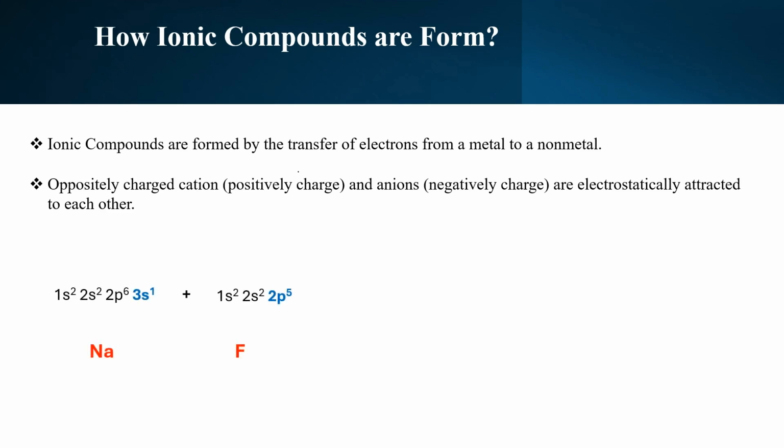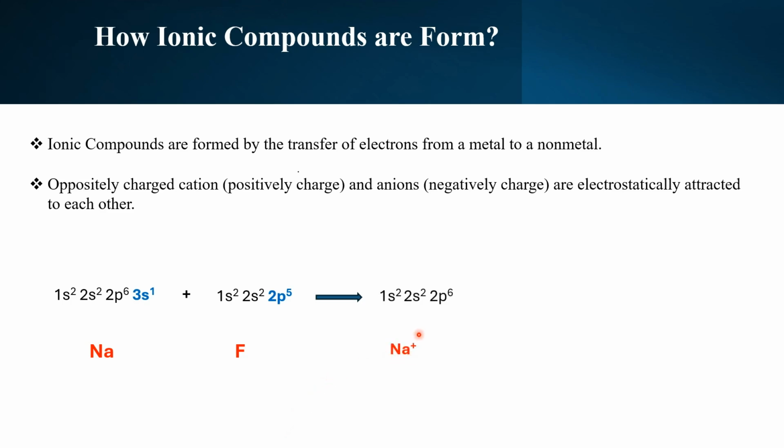You can see in this example, sodium. Sodium is a metal. The configuration is 1s2, 2s2, 2p6, 3s1. Fluorine is a non-metal. The configuration is 1s2, 2s2, 2p5. So, a metal and a non-metal. The metal's 3s1 electron is transferred to the 2p5 orbital of the fluorine.